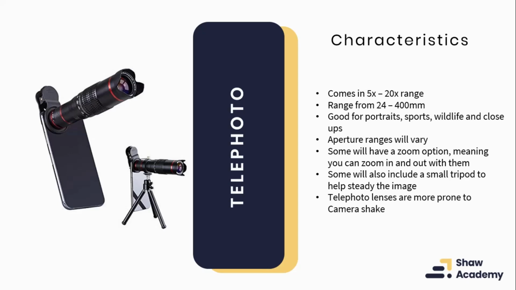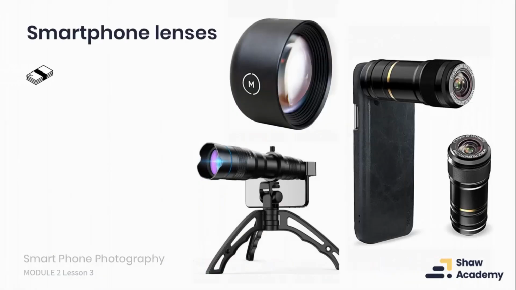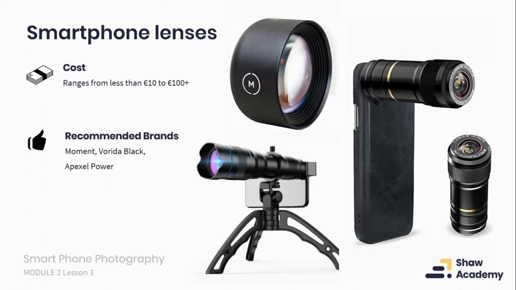I'll speak about that in just a moment, how you can overcome that too. Now, when it comes to smartphone or telephoto lenses, the ranges are going to be from less than €10 or $10 all the way to $100 plus, and you can buy them on Amazon, eBay, in your local camera shop. What I recommend is that if you're really into doing this type of photography, to spend the money on it. A lens that's going to cost you less than $10 is not going to be good.